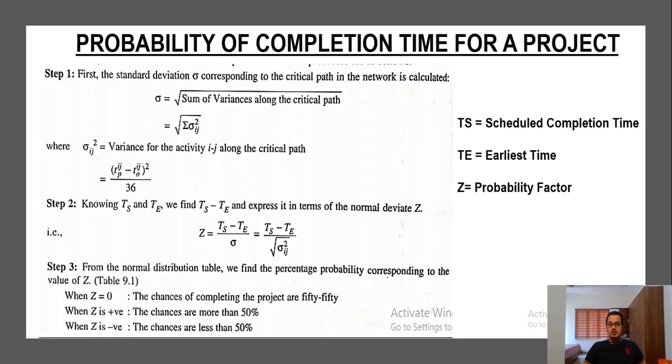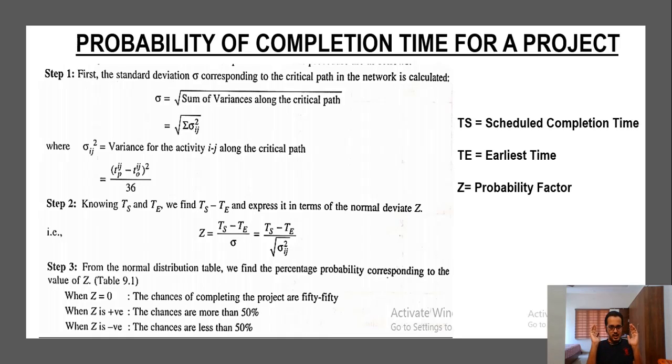Coming to the next topic, it's another part of the PERT method. Questions may come from this topic also, so all of you please listen to what I teach from now onwards. This is the probability of completion time for a project. As I told at the initial part of this video, the PERT method is related to probability. It's a probabilistic way of scheduling a project.